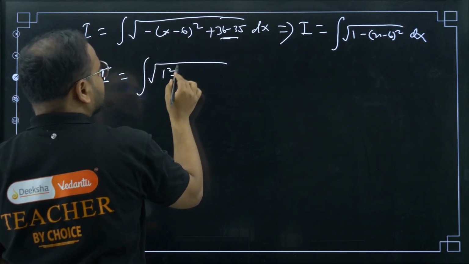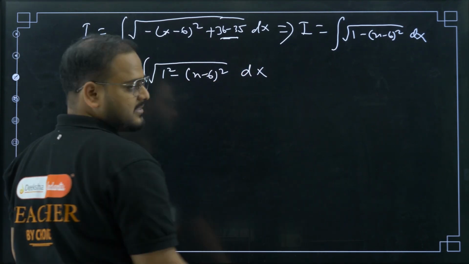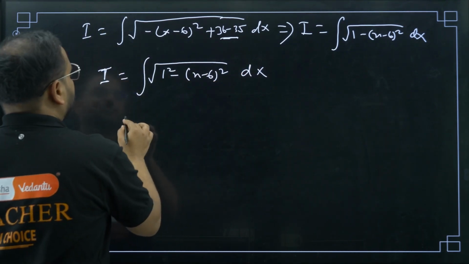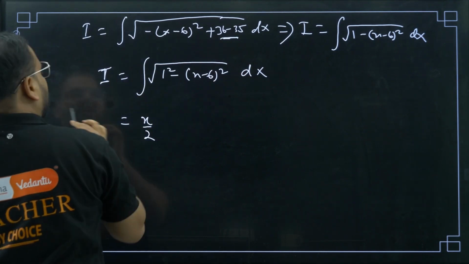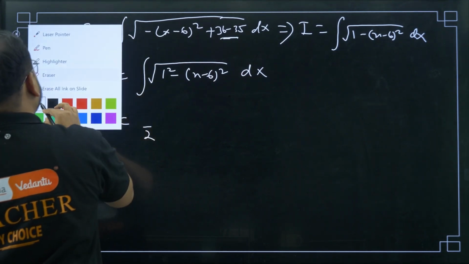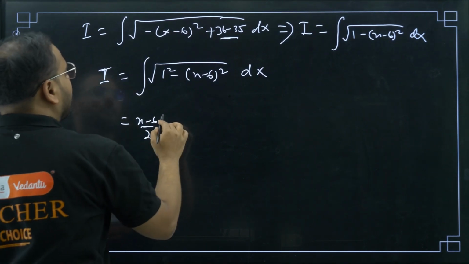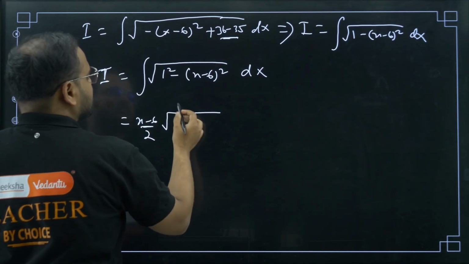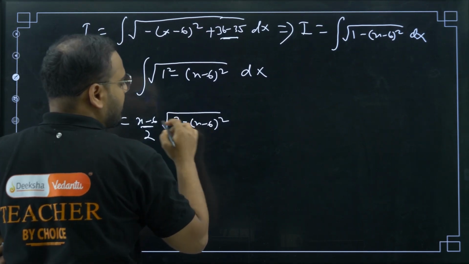Recall this formula, please. 1 square minus x minus 6 the whole square with dx. Right? Remember this? x by 2. What is x in this case? I said whatever is x, you have to write the same thing. So x minus 6 by 2, multiplied with the same root. What is this? Same root: 1 square minus x minus 6 the whole square.